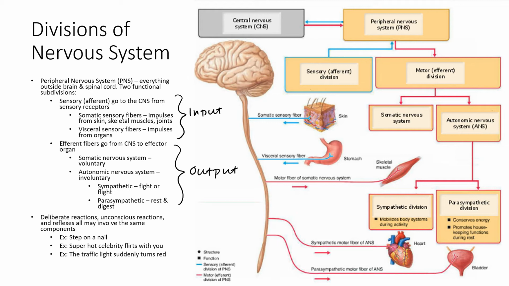Your somatic nervous system, remember somatic means body, controls voluntary stuff. So basically your skeletal muscles. The autonomic nervous system controls involuntarily moved things in your body. So autonomic is sometimes referred to as the visceral nervous system. The autonomic is the preferred term.